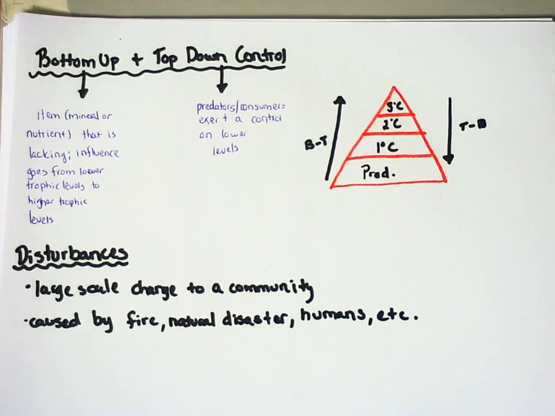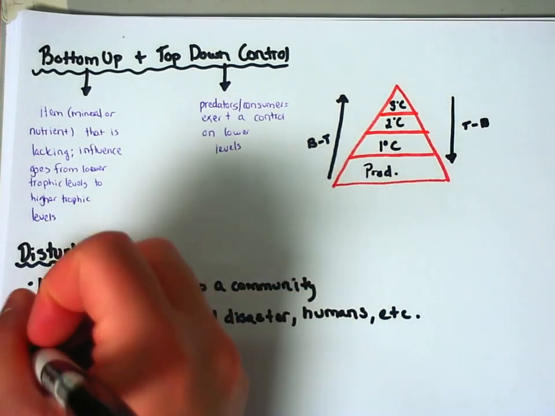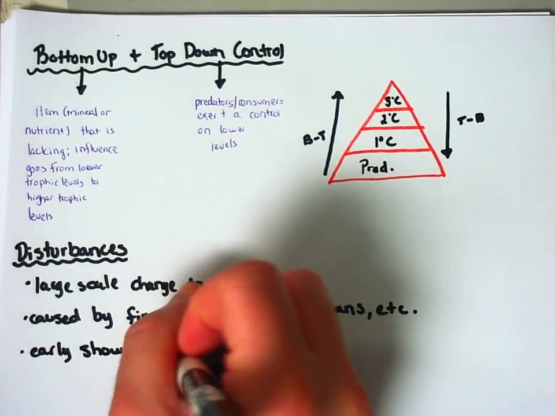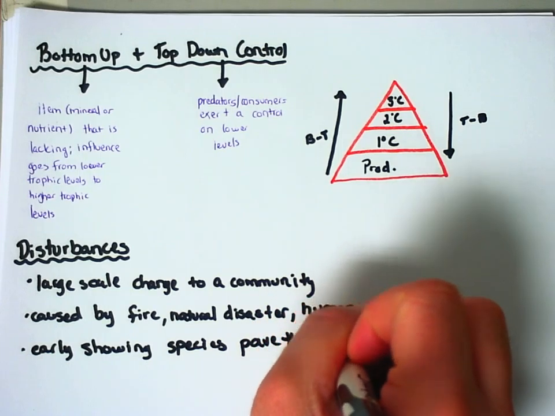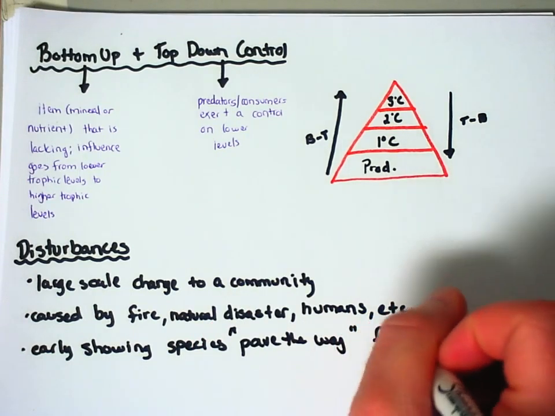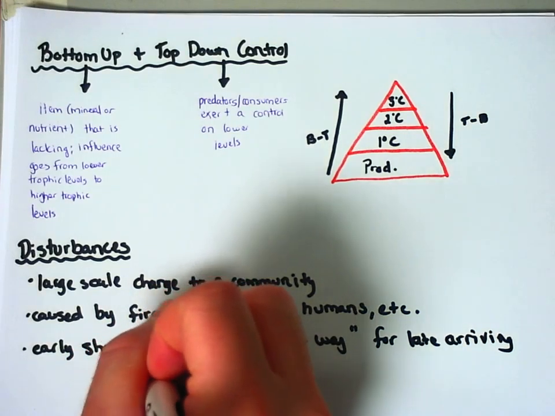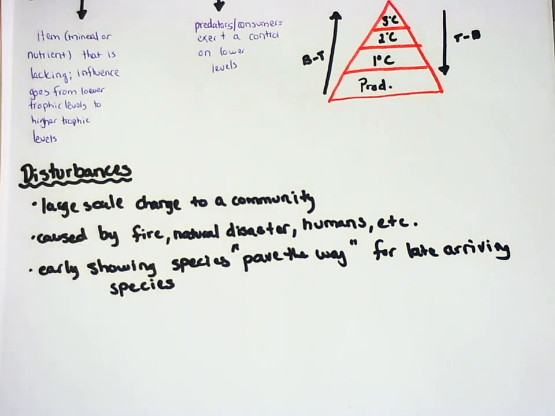Cool. And the way it works out is that in the event that you have a fire or a major natural disaster, early showing species end up paving the way for late arriving species. We'll see that again in just a little while. But what I'm saying is that after you've had a fire and all the trees have burned down, the first thing that shows back up is little weeds, little flowers, little angiosperms. And that paves the way, that sets the stage for the late arriving species like your big trees and whatnot.